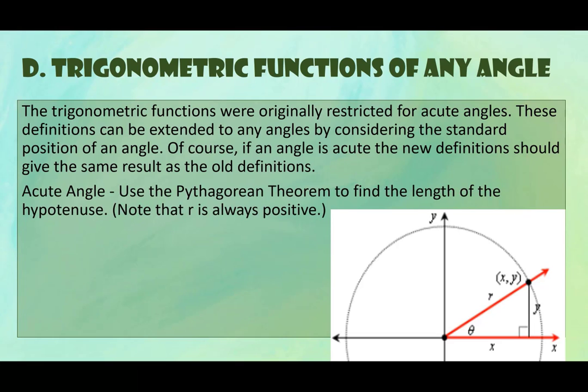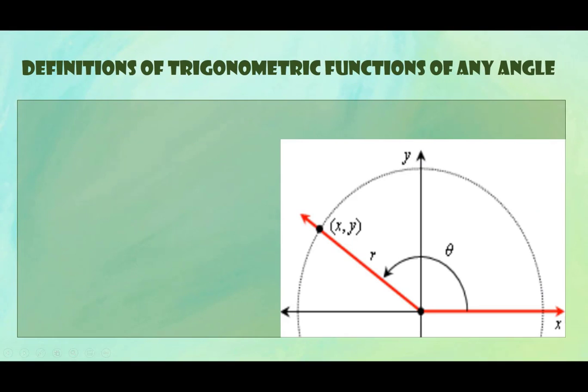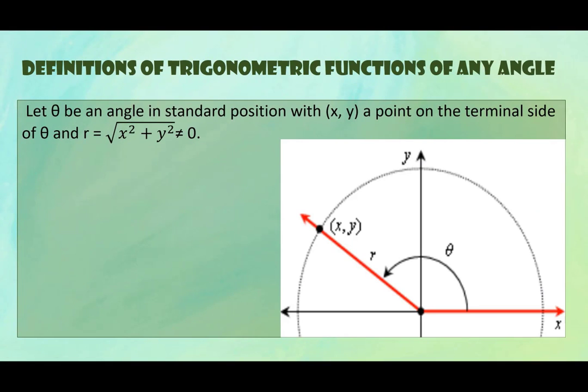So for an acute angle, we're going to use the Pythagorean theorem to find the length of the hypotenuse. And note that r is always positive. So this length right here is always positive. For the definitions of the trigonometric functions of any angles, we're going to let theta be an angle in standard position with (x, y) a point on the terminal side of theta, and we're going to let r be the square root of x squared plus y squared.